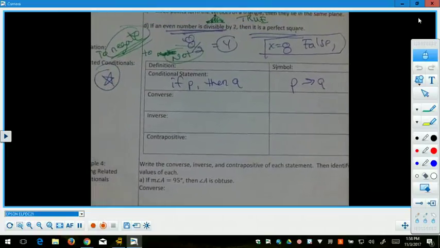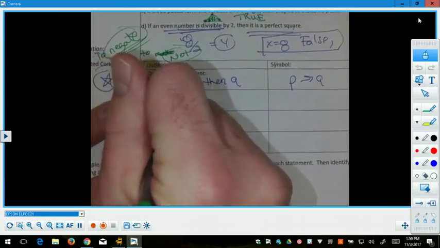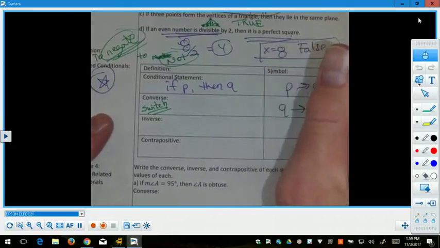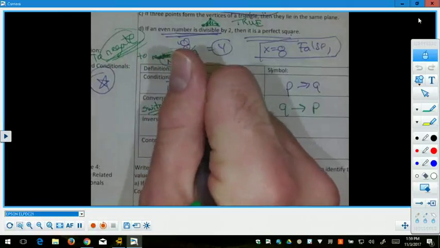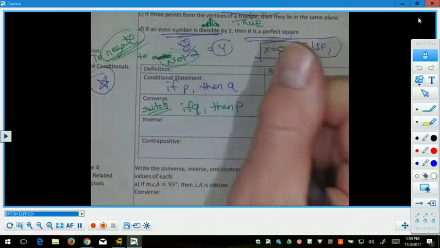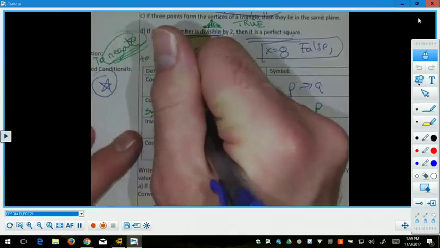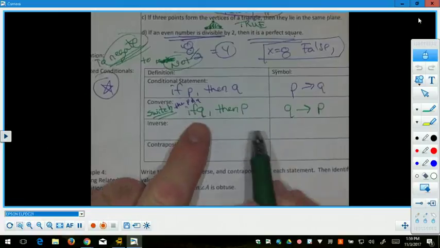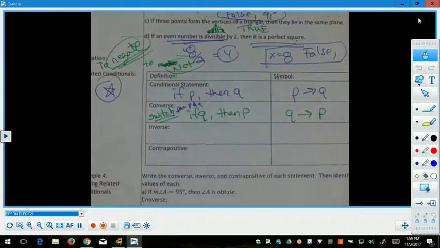The converse is to switch. To write the converse is to switch the P and the Q. So it is Q arrow P instead of P arrow Q. This is if Q, then P. In other words, the hypothesis and the conclusion switch. So you're switching the hypothesis and the conclusion. To make a new hypothesis, what was your conclusion is now your hypothesis. What was your hypothesis is now your conclusion.